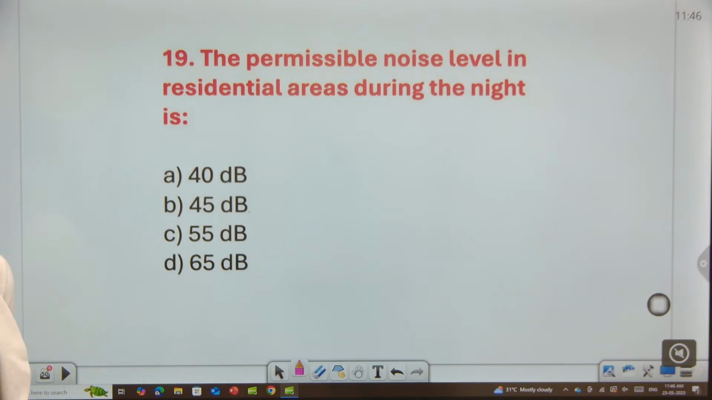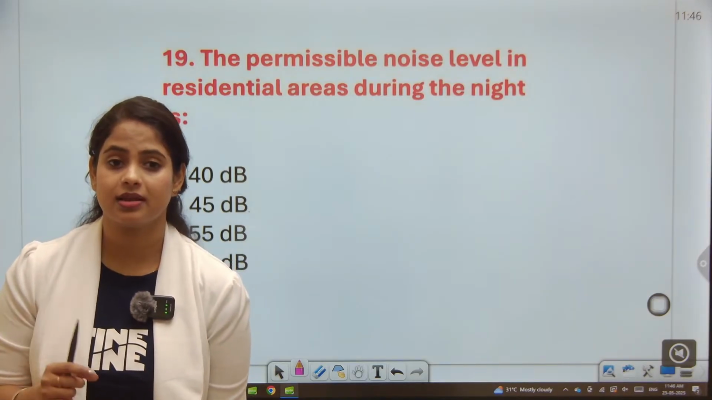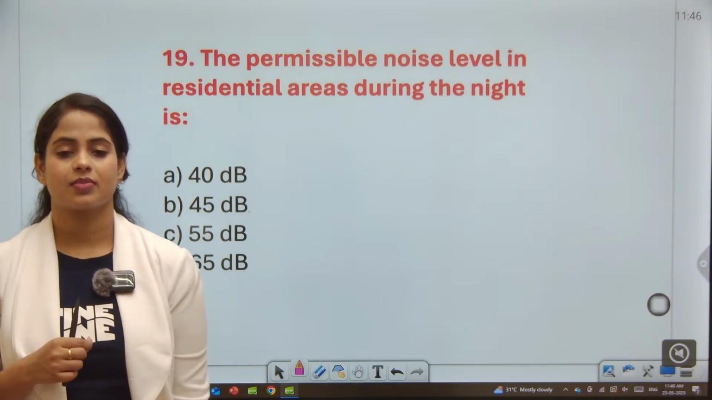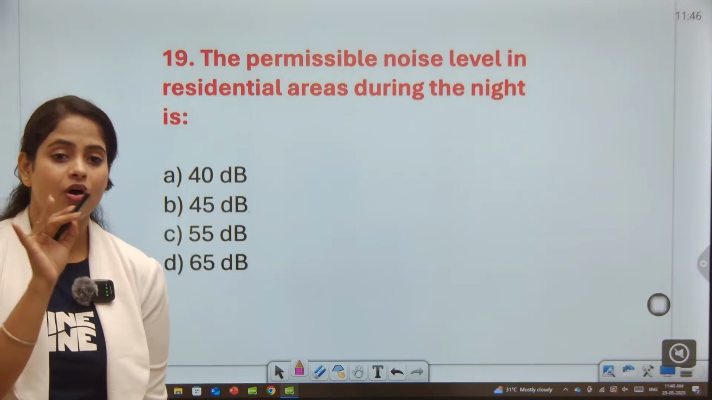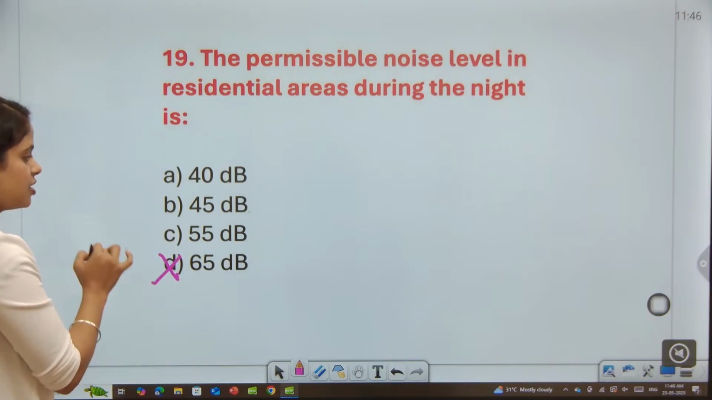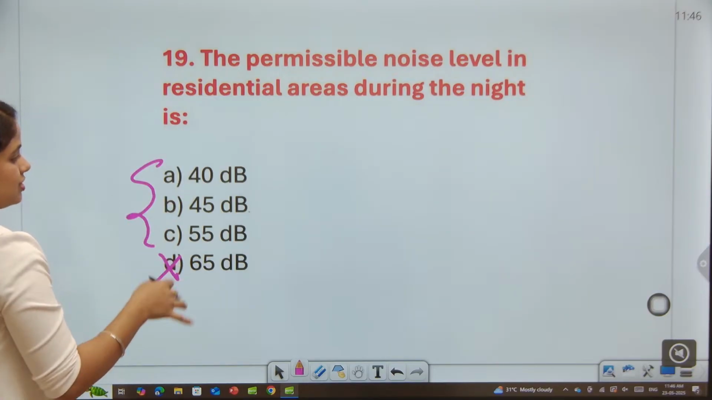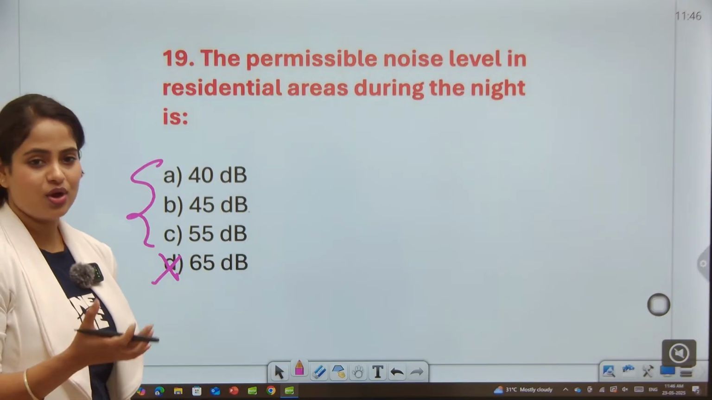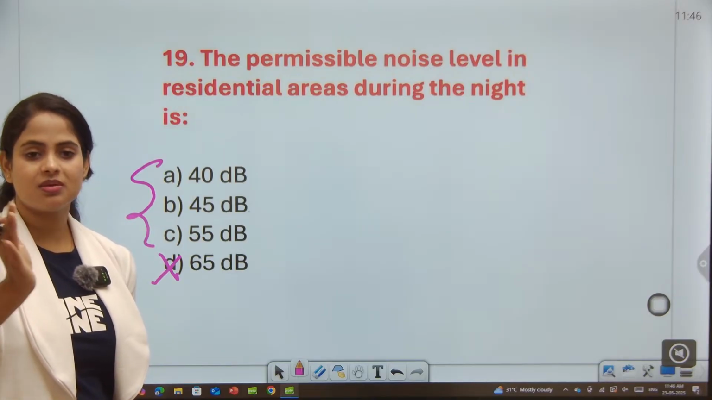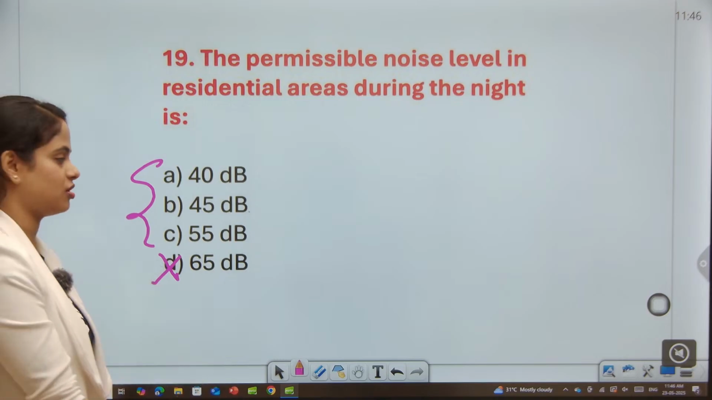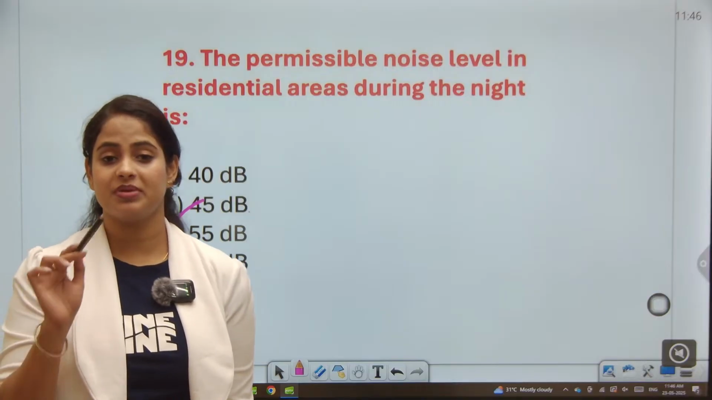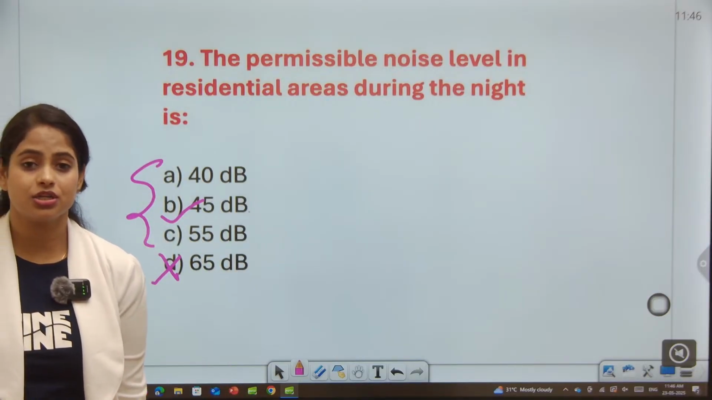Next, the permissible noise level in residential areas during the night is 40 to 60. That means it will be within this range, so cross out the odd one out, 65. Between 40 to 60, choose the middle one, that is 45. The 45 decibel is the permissible noise level in residential areas during the night.